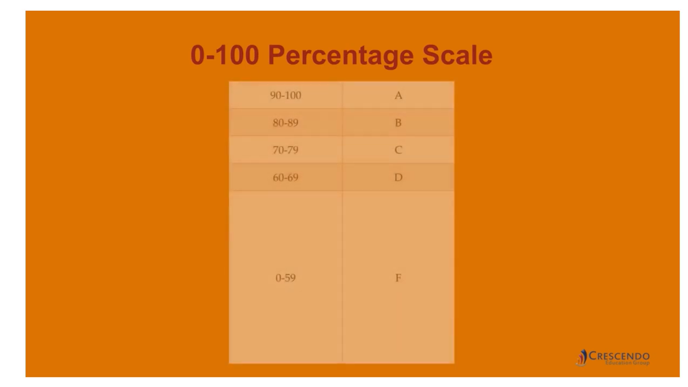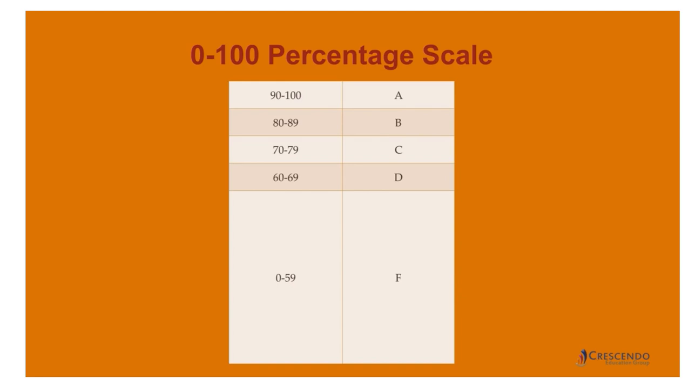Let's look at the structure of our 0 to 100 percentage scale system. We normally organize the 0 to 100 scale into the A through F scale. The A, B, C, and D grades each encompass 10 percentage points. The F includes 60 percentage points, from 0 to 59.